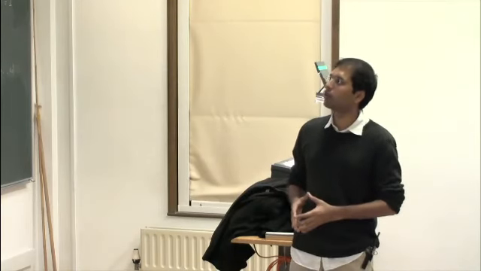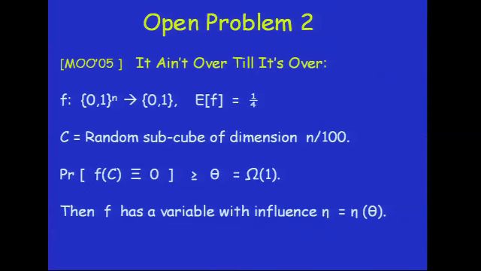It's a non-trivial function. So let's say the expectation is 1/4, meaning on 1/4 of the inputs it equals 1. Now imagine that you pick a random subcube of linear dimension, say n over 100, and the function happened to be identically 0 on a constant fraction of such subcubes.